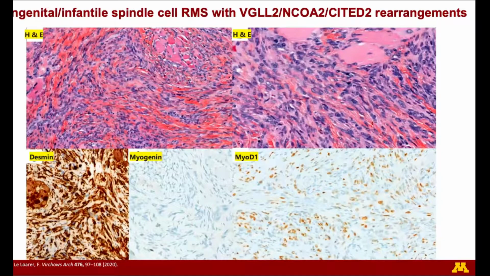Histologically, these rhabdomyosarcomas are organized in intersecting fascicles, as you can see in the H&E, composed of cells with elongated monomorphic nuclei. Tumor cells diffusely express desmin, with a variable level of myogenin, and MyoD1 is more consistently expressed than myogenin in these tumors.